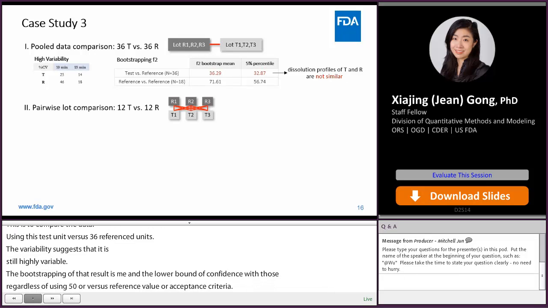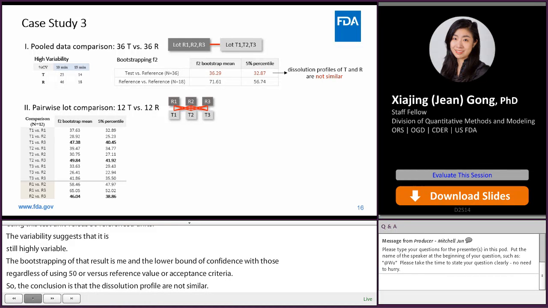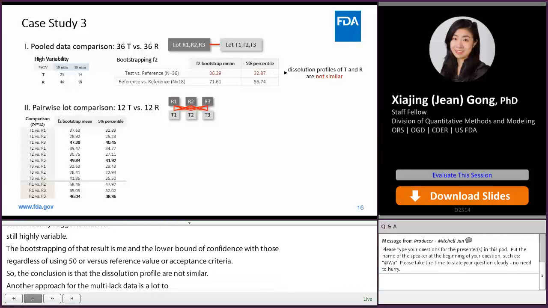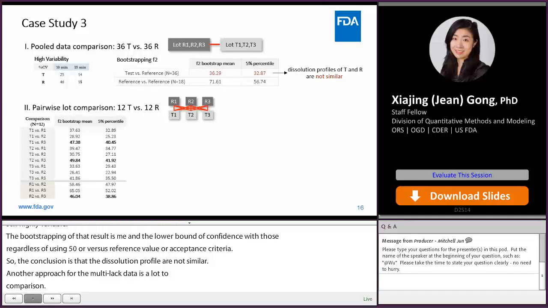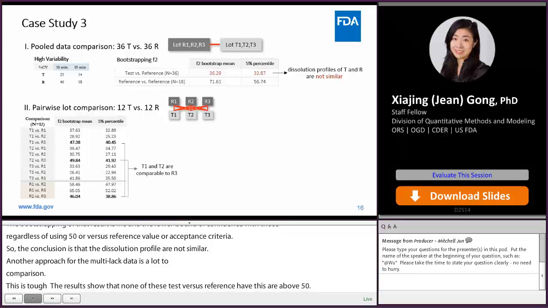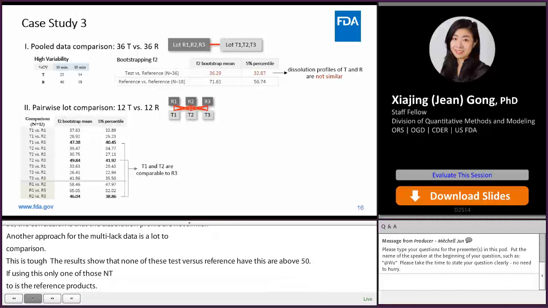Another approach for multi-lot data is a pairwise lot comparison, and the sample size is 12. The results show that none of the test versus reference F2 values are above 50. And if using R2 versus R3 as the acceptance criteria, only T1 and T2 are found to be comparable to the reference products. For the remaining test versus reference, the F2 and lower bound of 90% confidence interval values are lower than those of the standard for reference versus reference comparison.